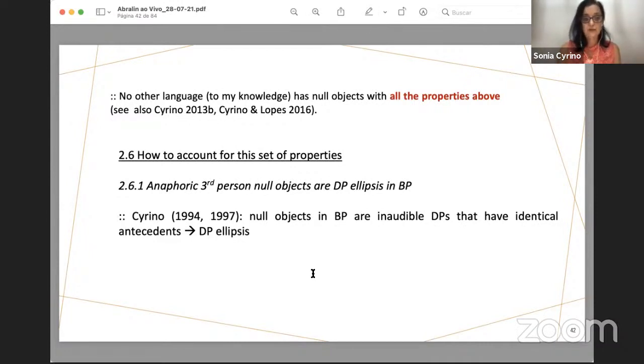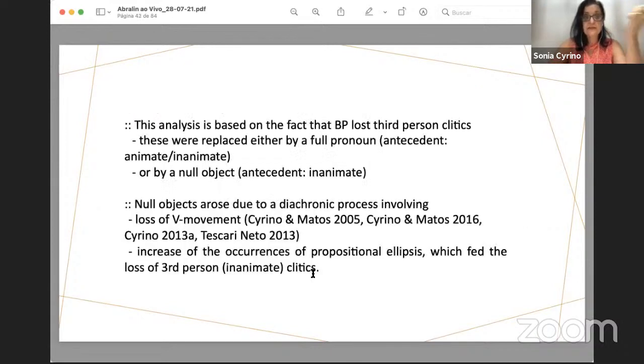So how do we account for this set of properties? Well, I've been arguing that anaphoric third person null objects in Brazilian Portuguese are DP ellipses, inaudible DPs that have identical antecedents. This analysis is based on the fact that Brazilian Portuguese lost third person clitics. They were replaced by full pronouns whose antecedent may be either animate or inanimate, or by a null object whose antecedent is inanimate. Now, null objects arose due to a diachronic process, which involved other processes in the language, for example, loss of movement and the increasing occurrence of prepositional ellipses, which in my analysis fed the loss of third person inanimate clitics.